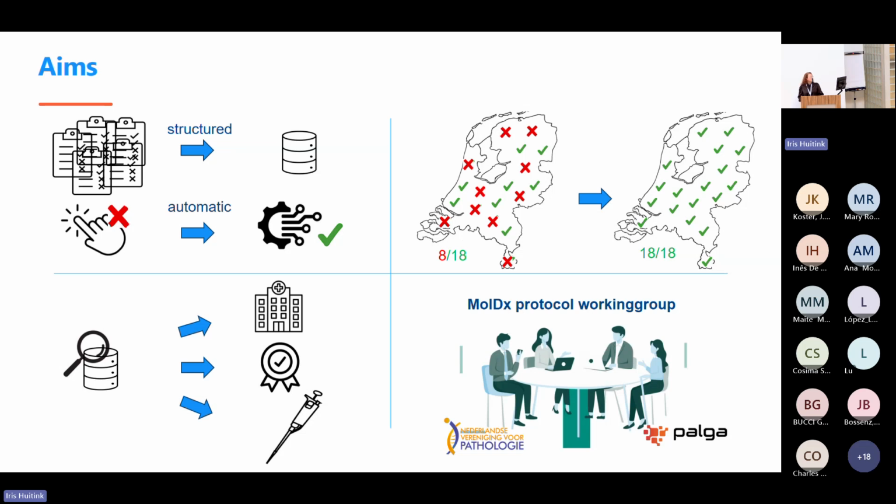And finally, we feel that there should be a working group. Of course, there always needs to be a working group, but in this case, a working group that keeps track of how this protocol is working and whether it is still up to date. Do we need to add certain data points, things like that? And in that working group should be people from the pathology departments, but also from PALGA.